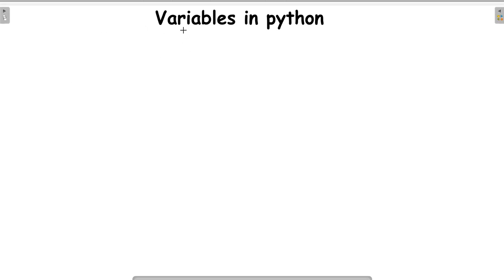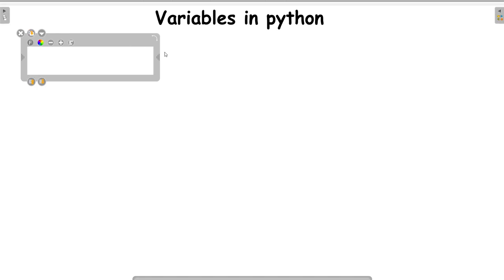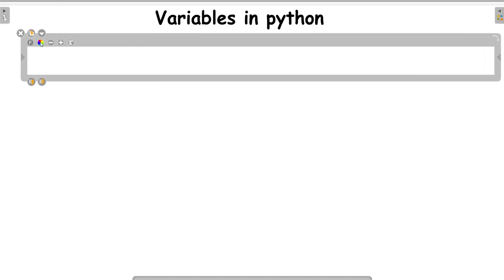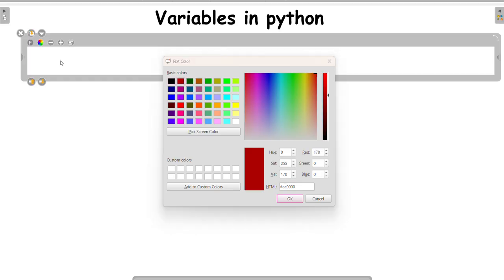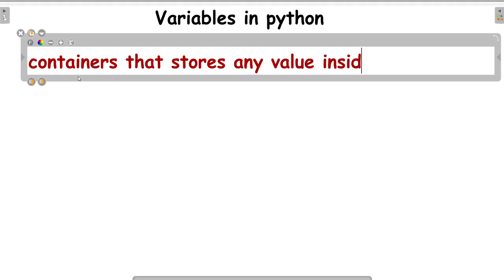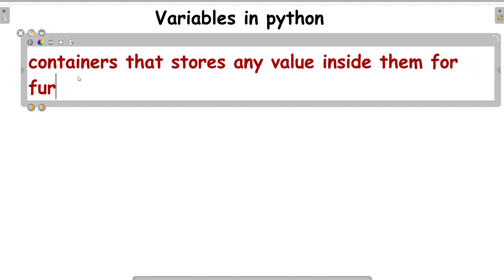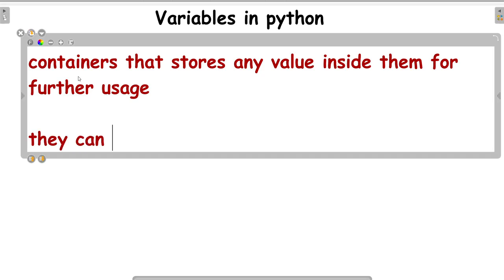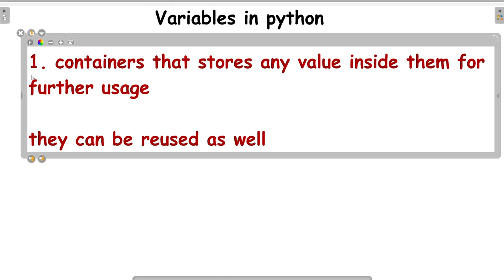So, coming to variables. What are variables actually? Variables are containers which store a value inside them. Containers that store any value inside them for further usage. They can be reused as well. These are the two main basic features of variables.